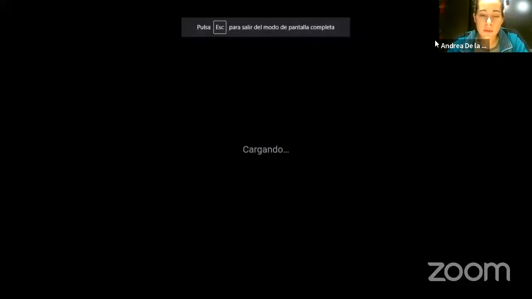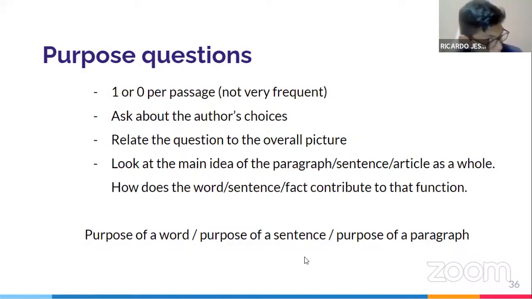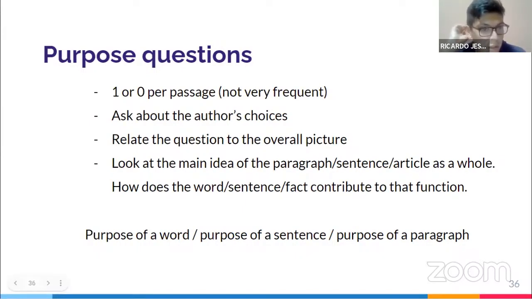So let's do one more. These are going to be purpose questions or function questions. Okay. What do you think they're about? If we call them purpose questions, what would they ask about? An answer that sums up the entire paragraph.